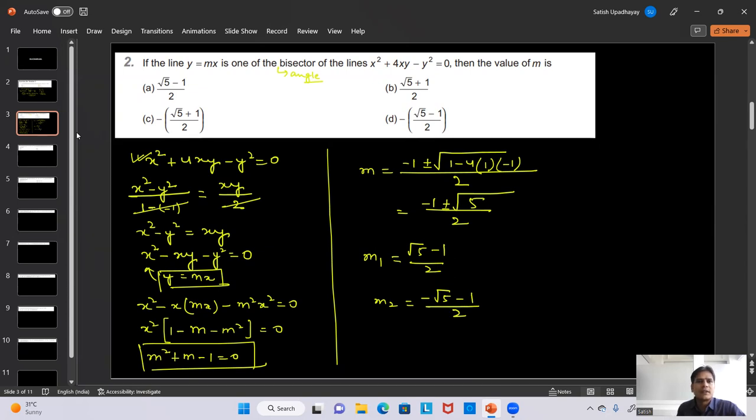Okay, so I think this is a multiple choice question. Root 5 minus 1 upon 2 is in option A. And if you take minus common from the second value, what do we get? Root 5 plus 1 upon 2. So yes, C is also correct. So options A and C both are correct for this particular question. I hope everyone is clear on this. Now moving to the next one.